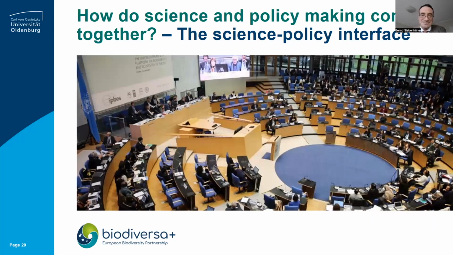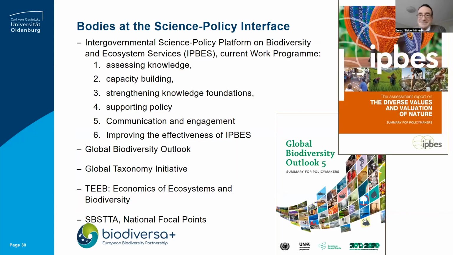So now science policy. Next slide. The science policy interface is very interesting because it's quite evolving and quite dynamic. It has been focusing on certain products like the Global Biodiversity Outlook or the TEEB initiative, the Economics of Ecosystems and Biodiversity, that try to calculate some values of ecosystem services and ecosystems. And there is also an internationally coordinated global taxonomy initiative to get further knowledge about which species are there, because there's this big unknown, how many species are there, and if we don't know the number, then we really can't assess the decline or the loss of species.